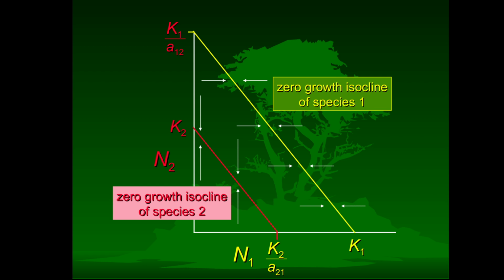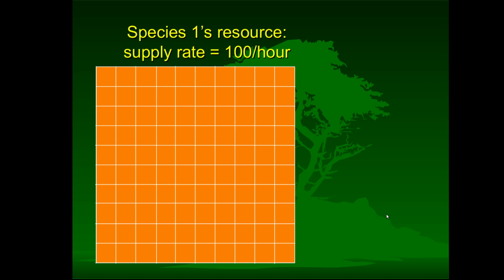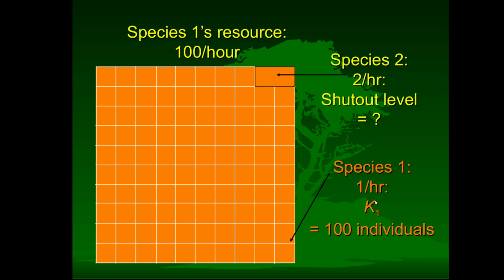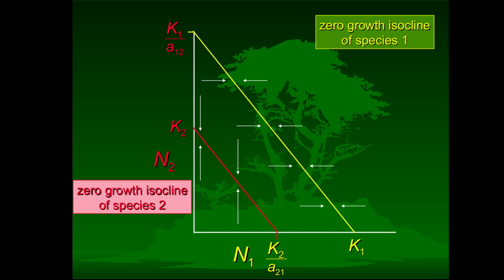We start at any point in the isocline plot. But let's first figure out species 2's shutout level. We go through the same sort of analysis here as we did before. And now we can start any place on the isocline plot and predict what the outcome of competition is.